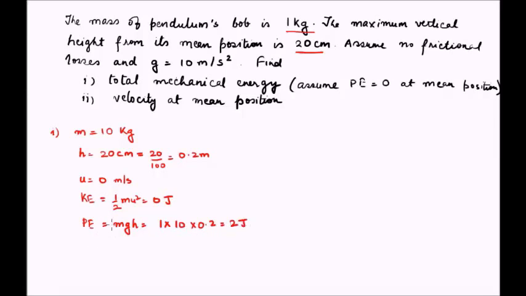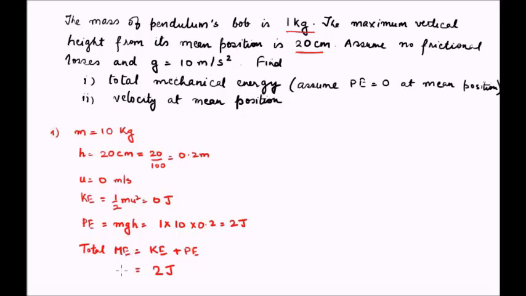Therefore, the total mechanical energy, what is mechanical energy? Mechanical energy is just the summation of kinetic energy and potential energy. Therefore, total mechanical energy is kinetic energy plus potential energy, which is equal to 0 plus 2, which is 2 joule. So the total mechanical energy at any moment will be 2 joule. Why so? Because there is no frictional losses, so the mechanical energy will remain conserved throughout.